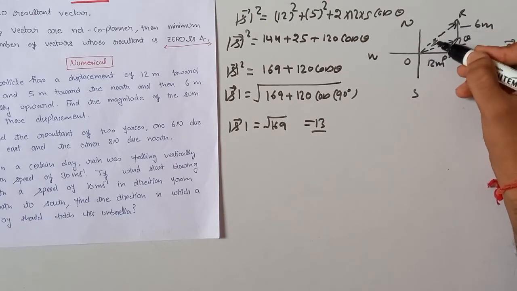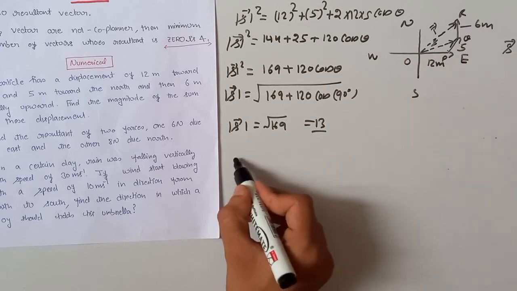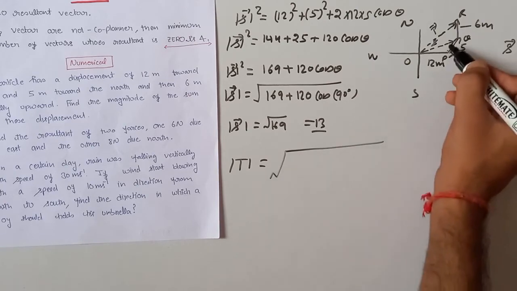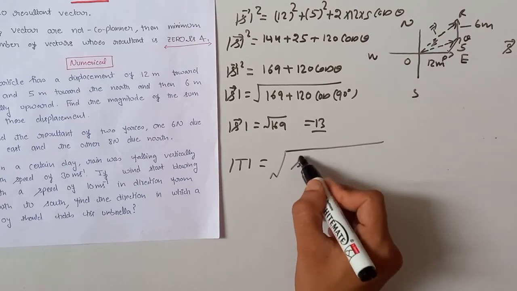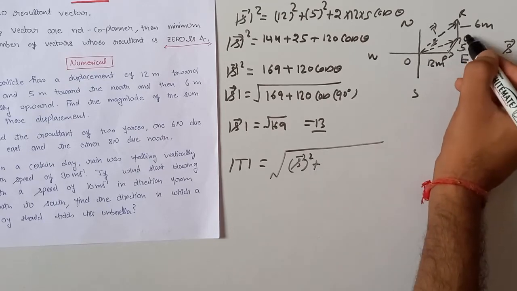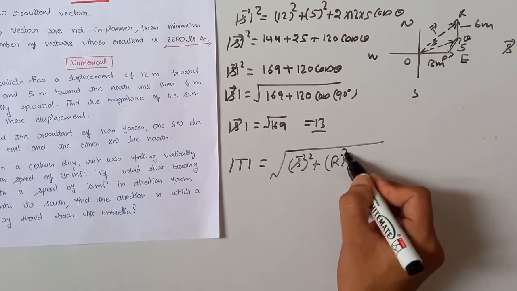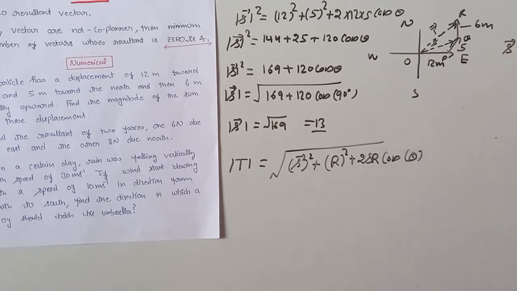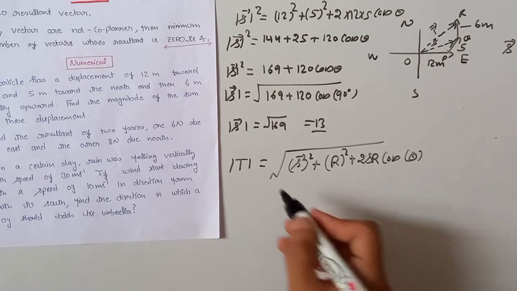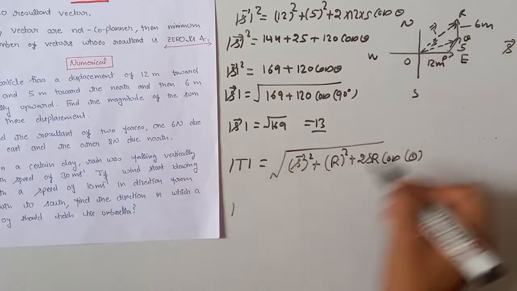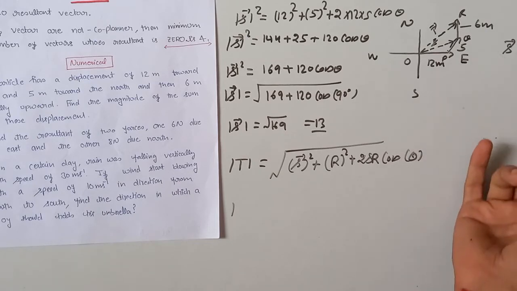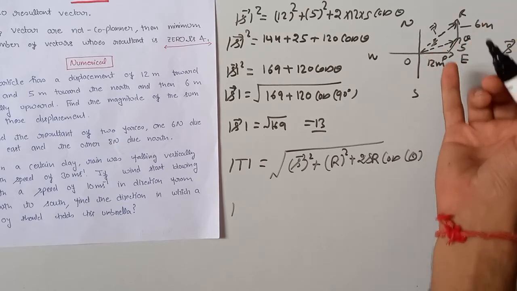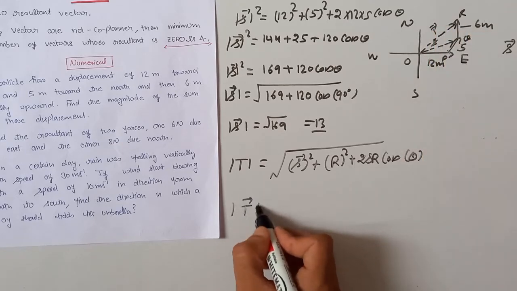Now we have to calculate the total displacement. Let this vector be denoted by T. Then the magnitude of T is the square root of magnitude of S squared plus R squared plus 2SR cos theta. Here theta is also 90 degrees. This is the resultant of all the displacements P, Q and R. First we calculate the PQ resultant, and after that the PQR resultant, denoted by T.